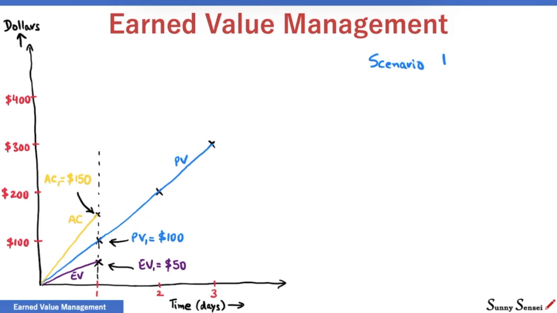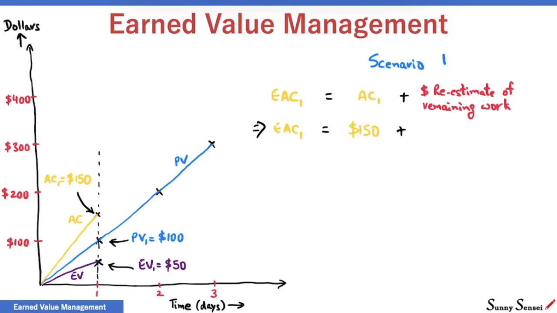We decide to discard the original estimates and re-estimate for the remaining scope. So, estimated completion at the end of day 1 will be actual cost at the end of day 1 plus the re-estimate of the remaining work. Re-estimate is actually the estimate to completion. Actual cost at the end of day 1 is $150. The project manager re-estimates the cost for the remaining work as $260. And we have $410, estimate at completion at the end of day 1.